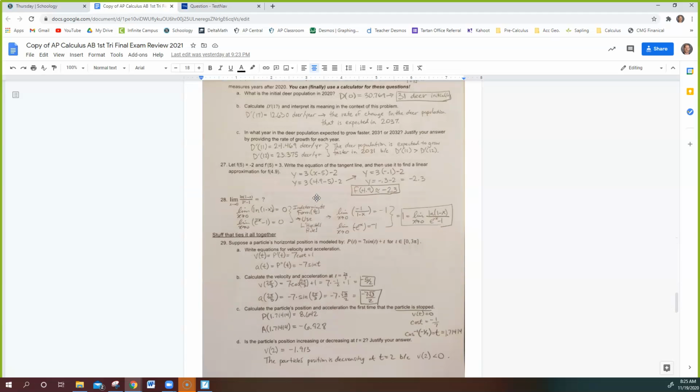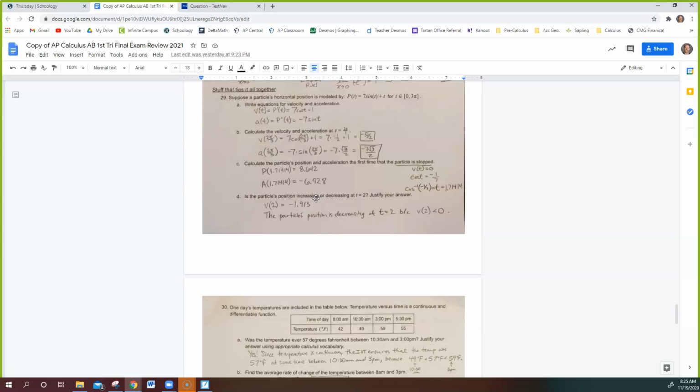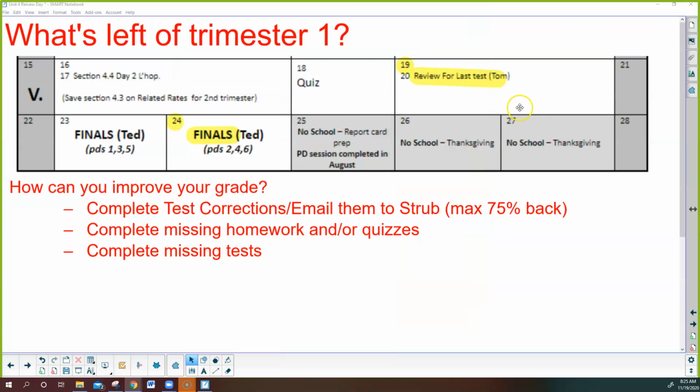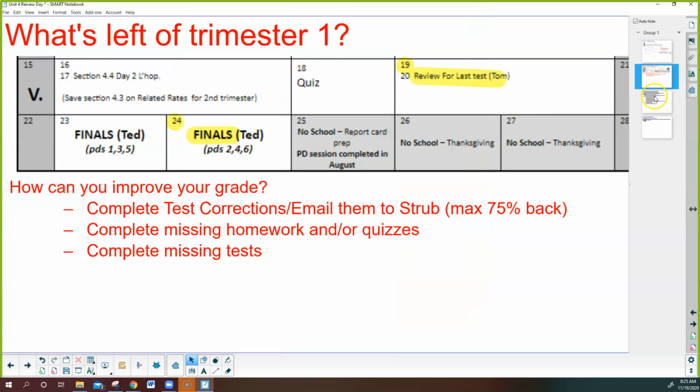And we're doing that because if you get stuck, you should quickly check how to start a problem and then see if you can finish it on your own. So let's talk about what we're doing today.